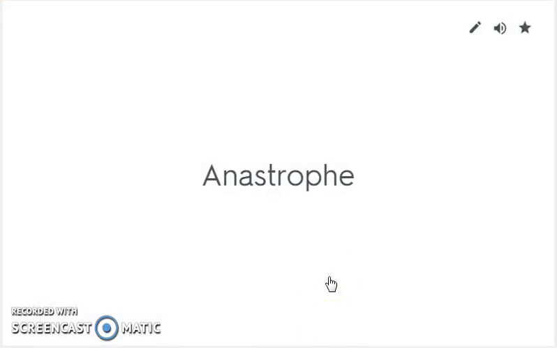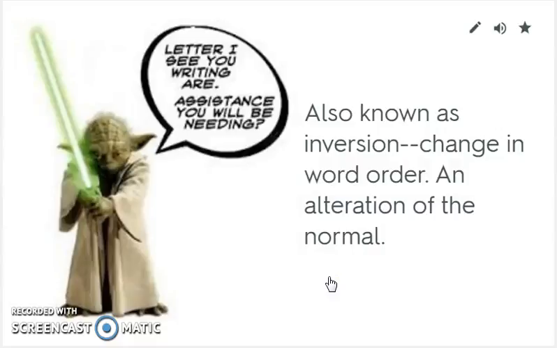Anastrophe. Anastrophe is what a lot of people call Yoda speak, also known as inversion, and it's putting the words backwards or in unusual word order, an alteration of the normal word order. And it says, "Letter I see you writing, assistance you will be needing." So instead of saying, "I see you writing a letter, you will be needing assistance," Yoda would turn their sentences or the words inside out.